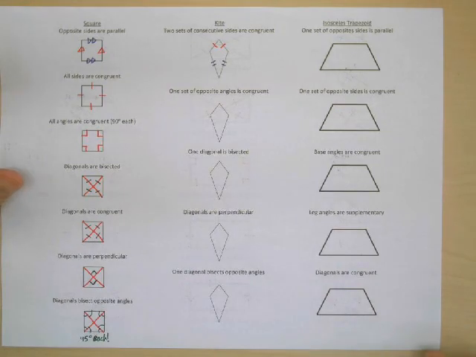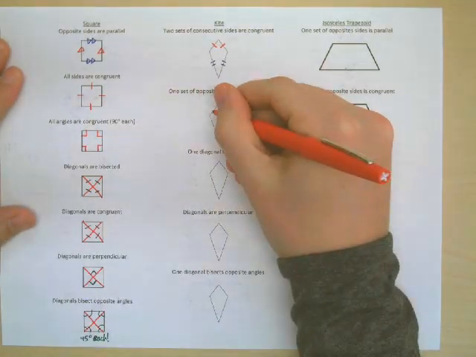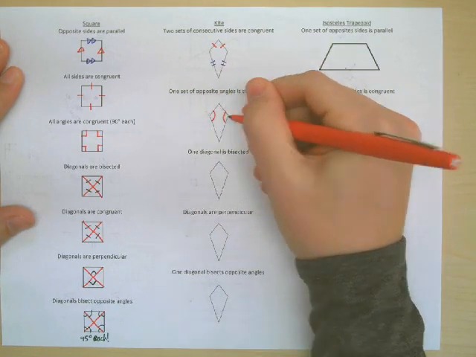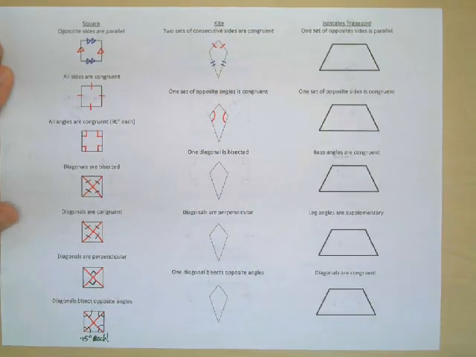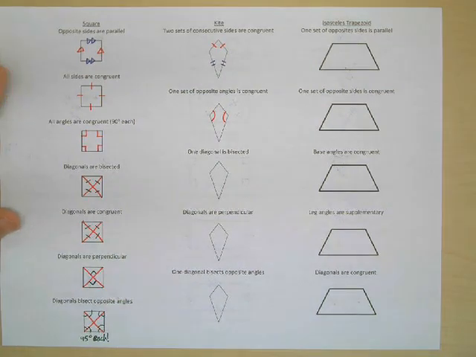Next, one set of opposite angles is congruent. The opposite angles that are congruent are these that I'm marking with the red curves. The other opposite angles are not congruent.